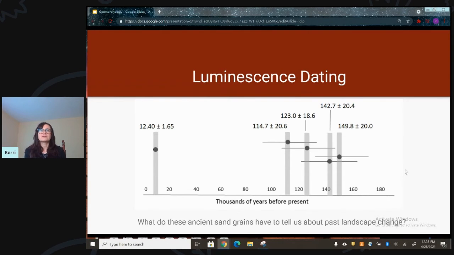I also used luminescence dating to tell me when these dunes have been active in the past. So luminescence dating dates the last time that sand grains were exposed to sunlight, allowing me to determine when the sand was deposited. My results show that this dune field has been active as far back as 150,000 years ago. These ancient sand grains have an interesting story to tell us about past landscape change.